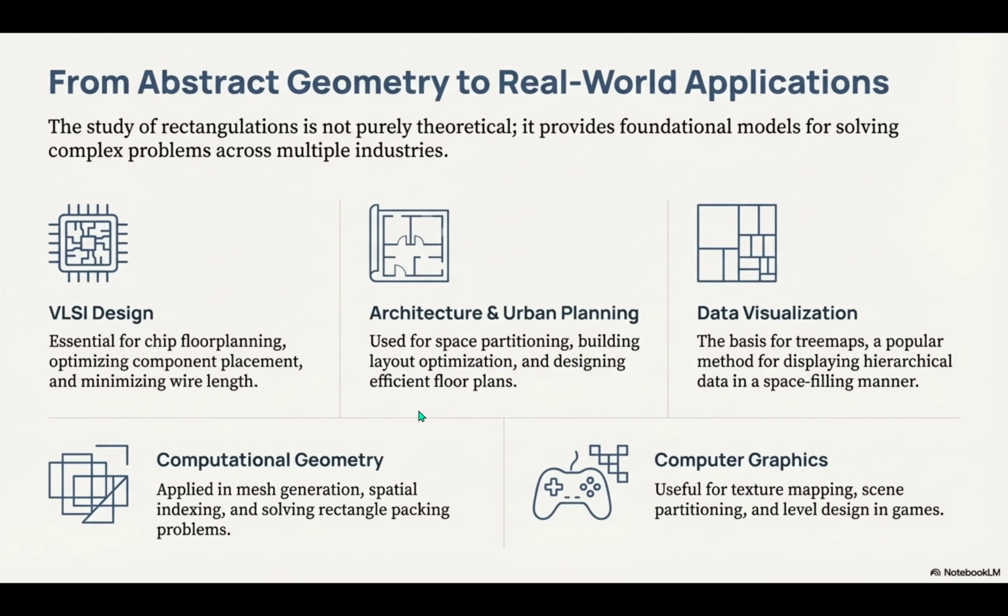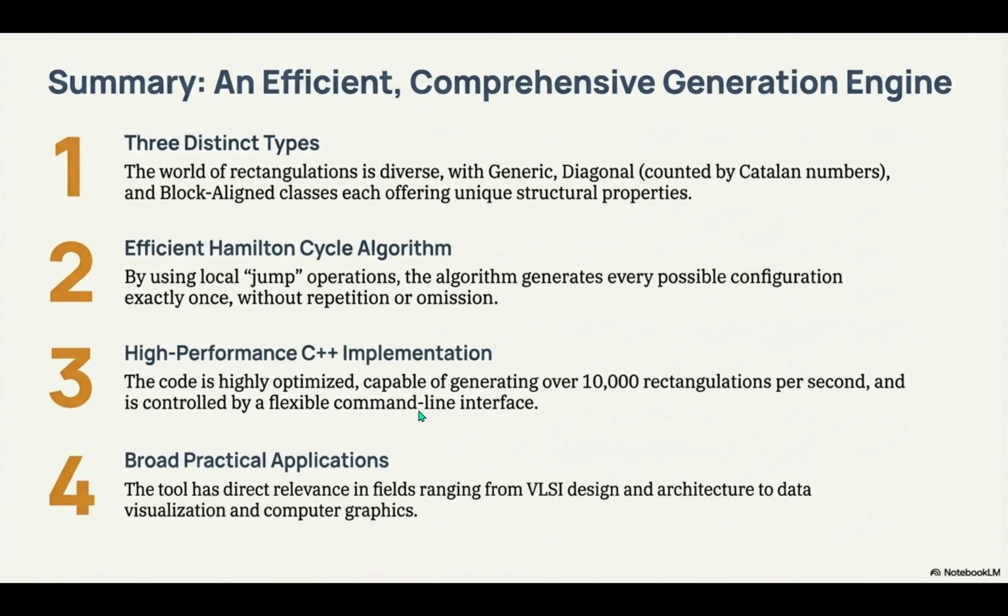This has really been a fascinating deep dive. Let's summarize the key takeaways for you. First, we explored this vast landscape of rectangulations, from the chaotic generic class to the beautifully ordered diagonal class, all just defined by simple rules. Second, the really elegant solution to generating them all: building a Hamilton cycle in the state graph. That guarantees every configuration is visited exactly once through these high-speed local jumps.